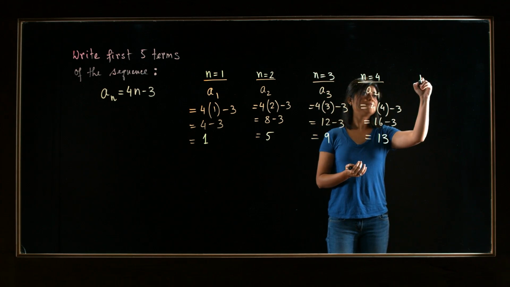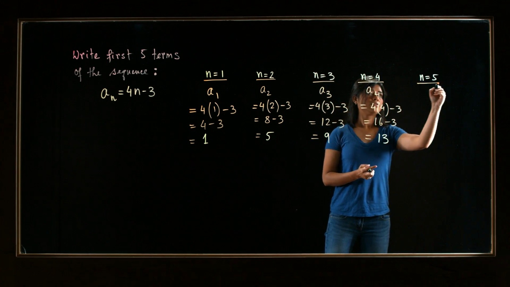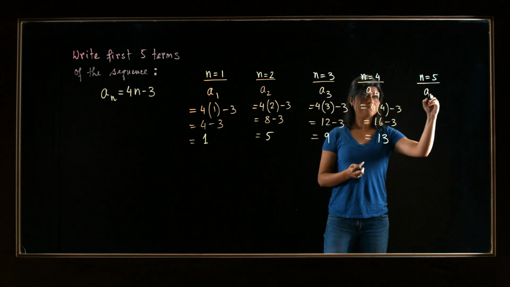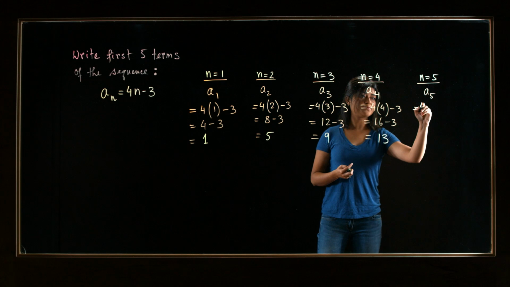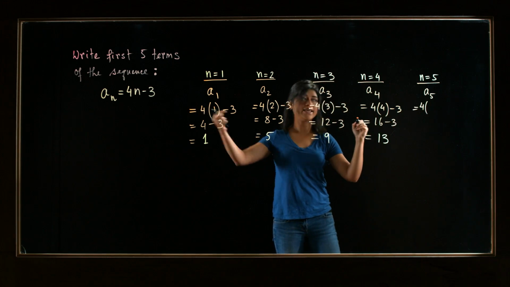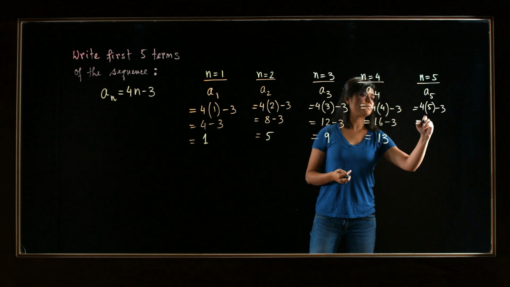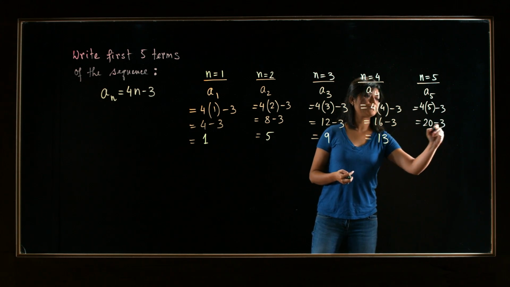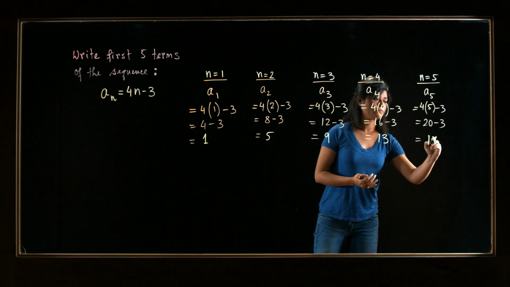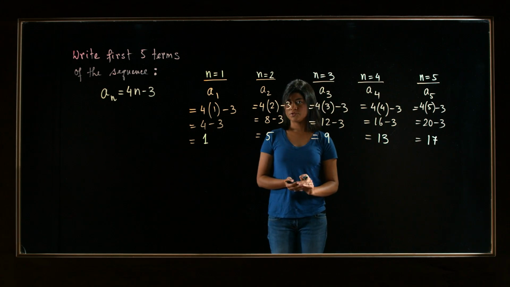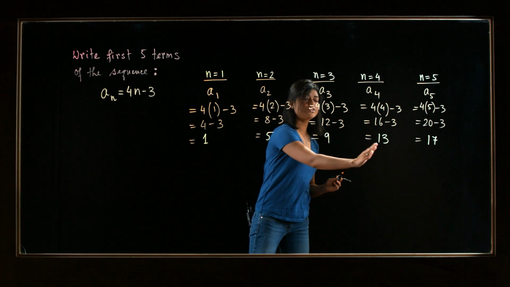Finally, we have to go till 5. So we have to find n equals 5. So the term is A5, and plug in 5 for n in the expression. So it's 4 times n, 4 times 5 minus 3. 4 times 5 is 20 minus 3, and that is equal to 17. So the first 5 terms are 1, 5, 9, 13, and 17.